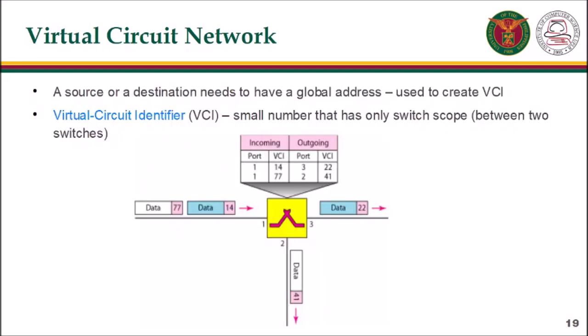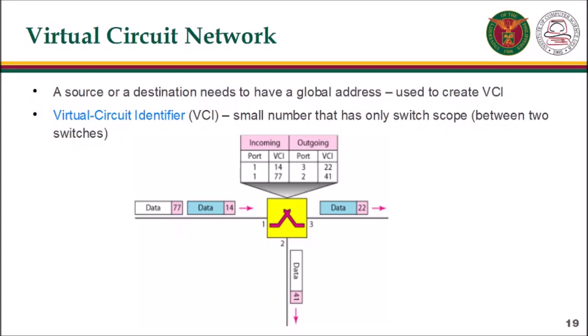In a virtual circuit network, two types of addressing are involved: global and local. A source or a destination needs to have a global address, an address that can be unique in the scope of the network, or internationally if the network is part of an international network. A global address in a virtual circuit network is used only to create a virtual circuit identifier. A virtual circuit identifier is the identifier that is actually used for data transfer.